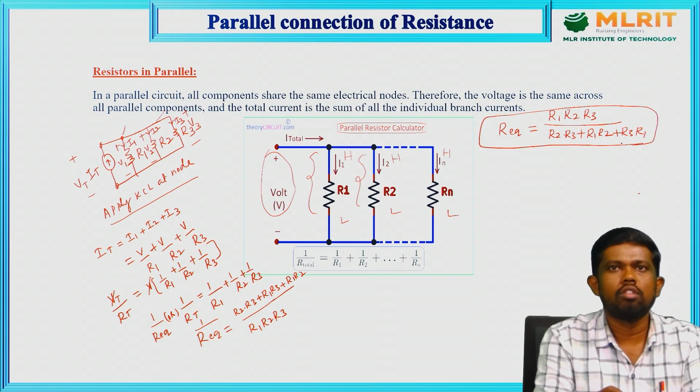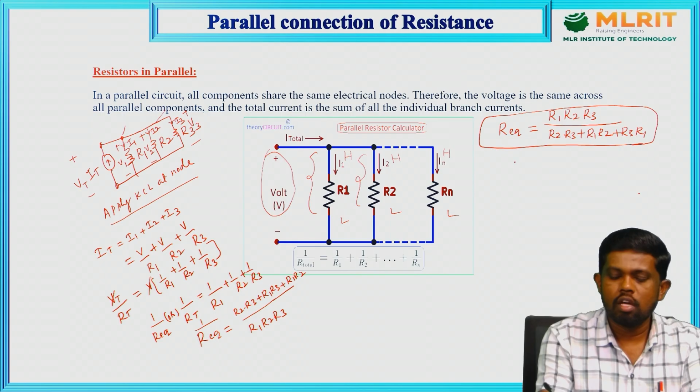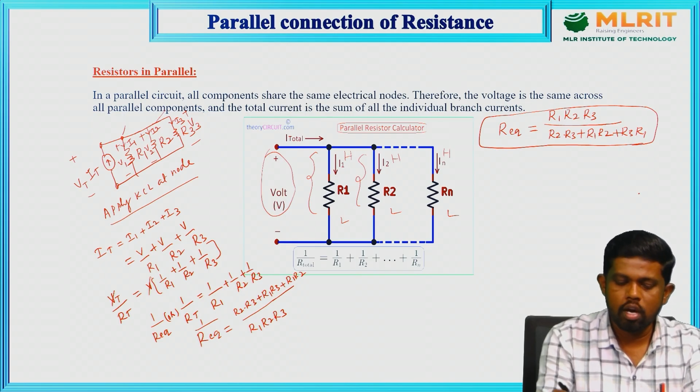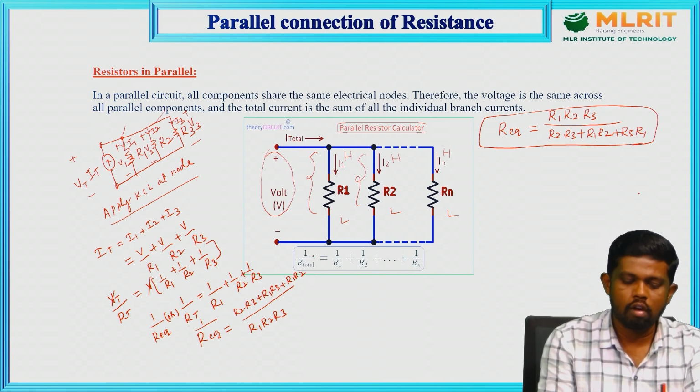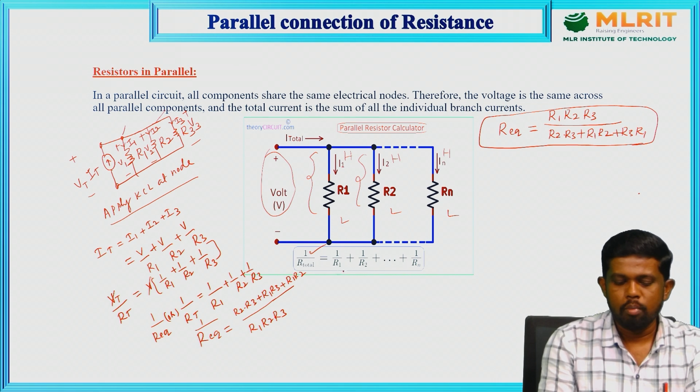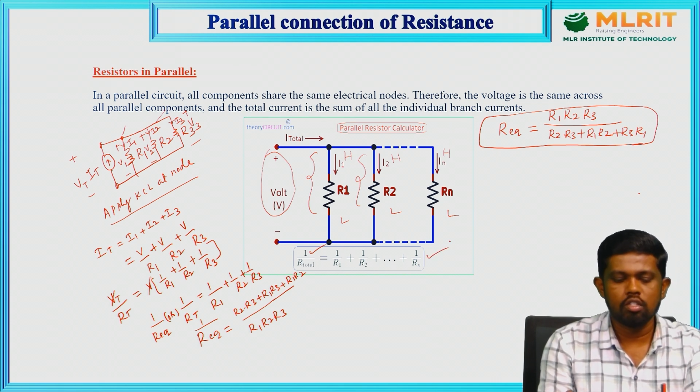The effective resistance value of this kind of parallel connection. If n resistors are arranged in parallel, then the equivalent resistance is given by 1 by R total, or 1 by R equivalent, equals 1 by R1 plus 1 by R2, and so on up to 1 by Rn. So this is the effective resistance of the parallel connection of resistors.